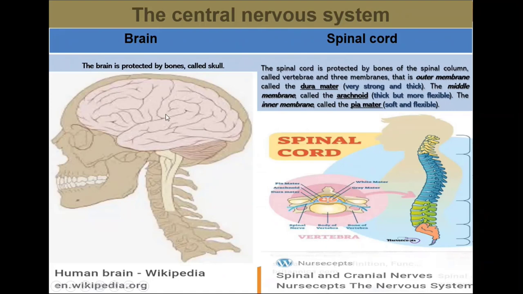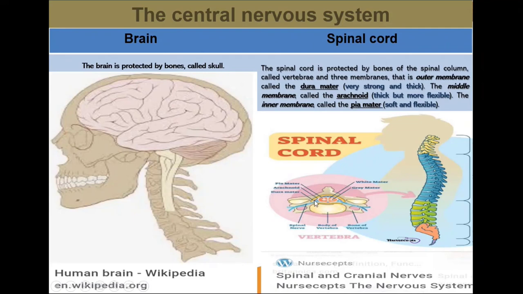Okay, let's start afresh. The brain is protected by the skull, whereas the spinal cord is protected by the bones of the spinal column. The bones of the spinal column are called vertebrae, and the three membranes. Let's check the outer membrane, which is called the dura mater. I hope you can see. This is the dura mater.